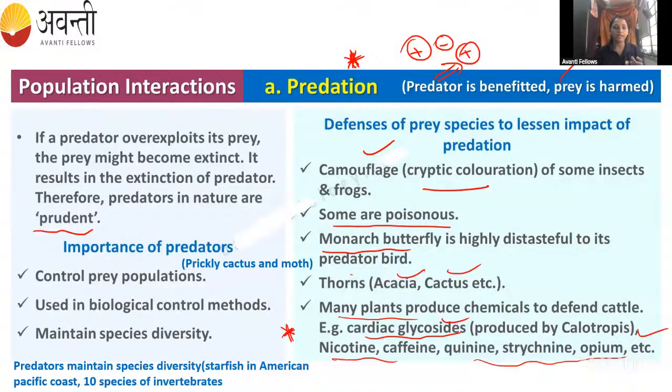We've seen so many predators that we are using for the biological control method. For example, for mosquito larvae, we are introducing Gambusia, right? So this is about the biological control method and the maintenance of species diversity. Here the example is a starfish in the American Pacific intertidal zone. We removed that starfish. What happened? After removing it, 10 species of invertebrates became extinct because of the removal of the starfish alone. So the predator is also maintaining the species diversity. Remember that. Okay. So this is about predation.